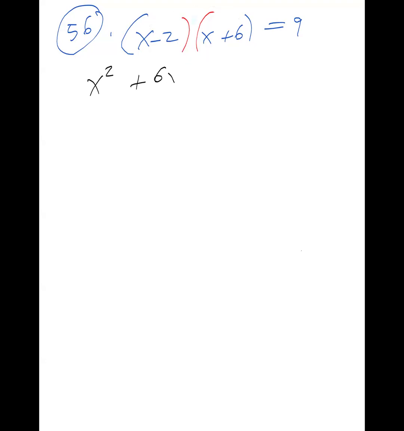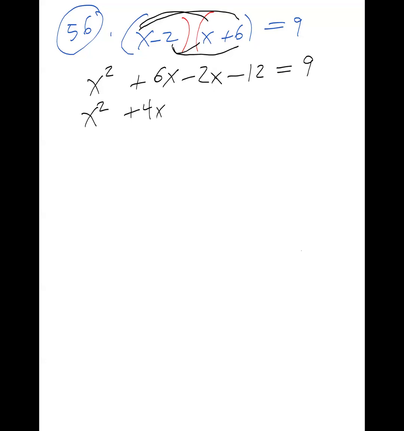What's the next step you're supposed to do? First, outside, inside, last. I forgot to do the inside ones. So after distributing the x times x, I did the x times 6. Now what comes next? Negative 2 and x, right. Yep. There we go. Now I have to combine the terms. So what's 6x minus 2x?